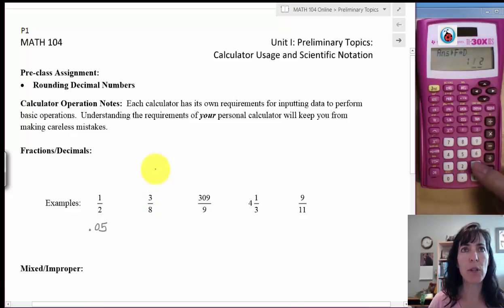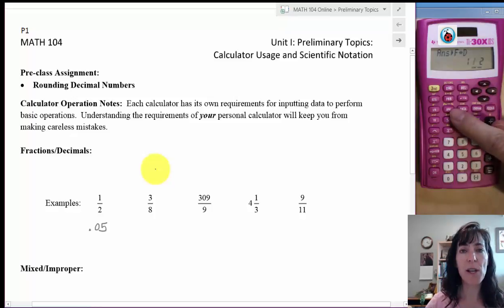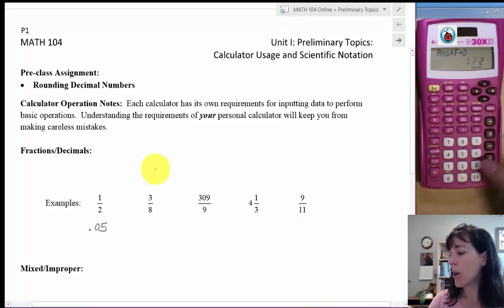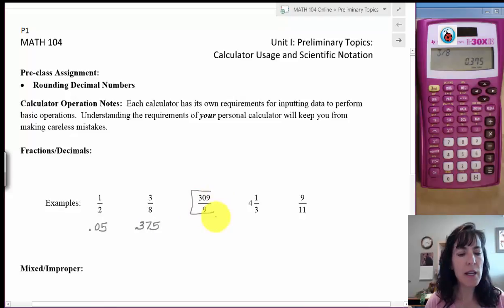I have two options really. I can do this fractions button, and I can use that and use fraction to decimal and back and forth. Or if I just need a decimal value, I can do 3 divided by 8, which is what 3/8 means. 3/8, 3 divided by 8. And then push enter. And that gives me the decimal form of the fraction. So that one is 0.375.